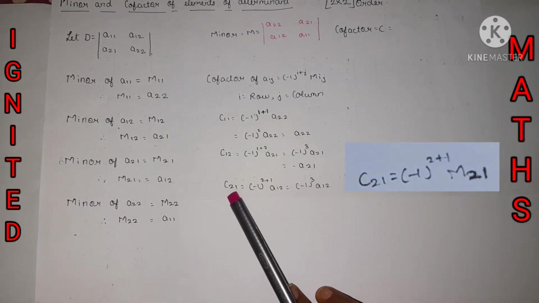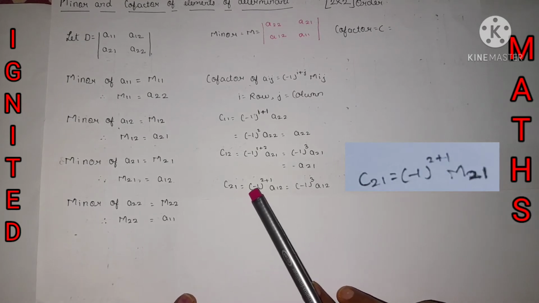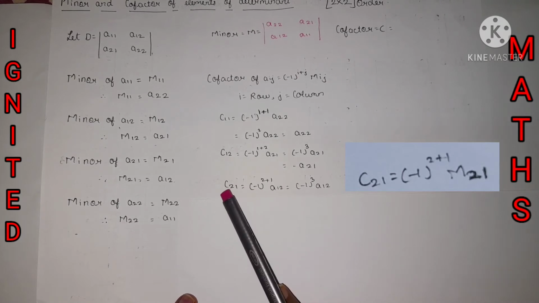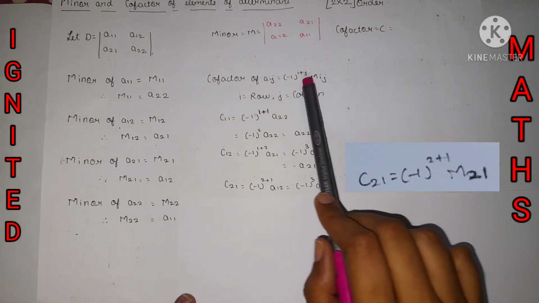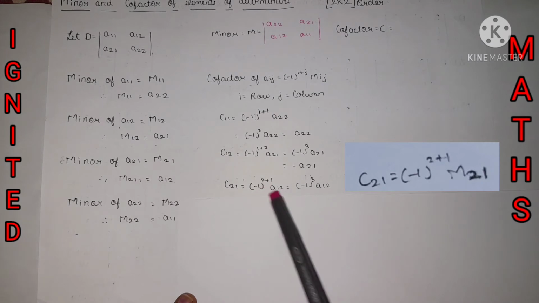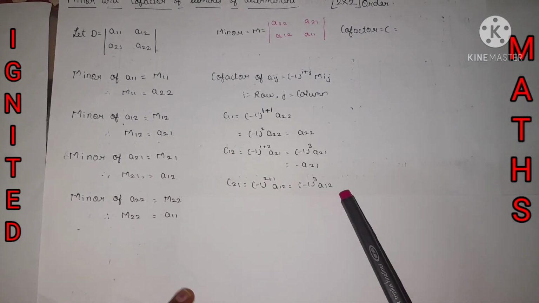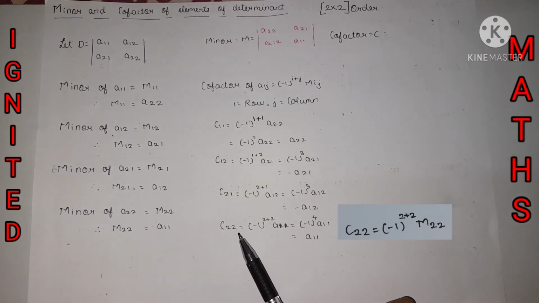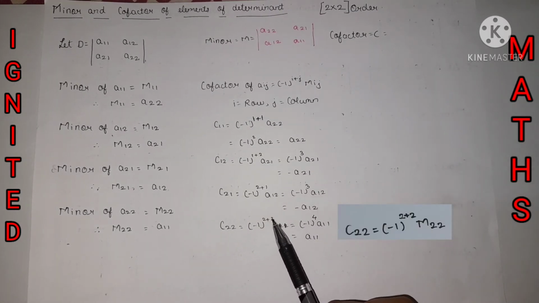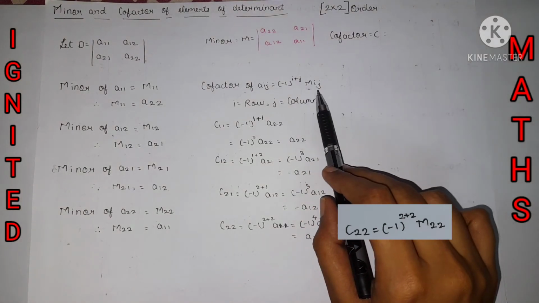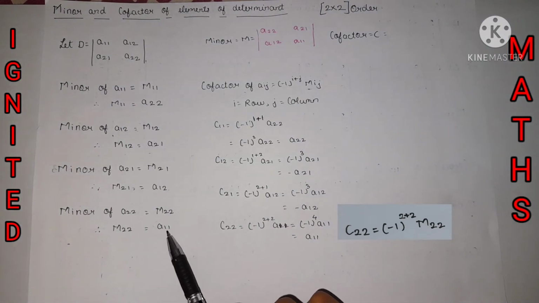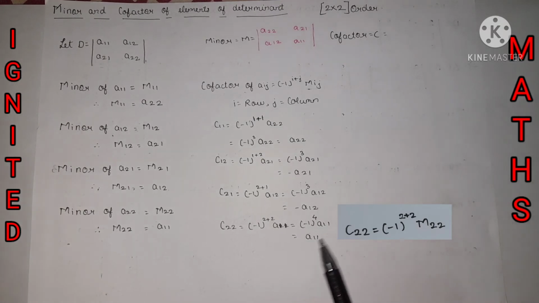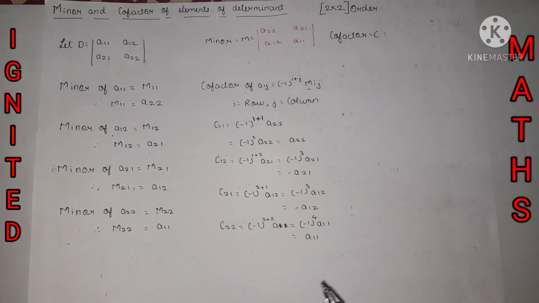Now the cofactor of the second row, first column is equal to (-1) raised to 2 plus 1, the respective row and column added, and by the formula the M21 value is A12. That's what we have mentioned over here. Doing the calculation, we get the answer as minus A12. The cofactor of the second row, second column is equal to (-1) raised to 2 plus 2 by the formula and Mij, so the M22 value is equal to A11. That's what we have mentioned over here. Doing the calculation, we get the answer as the A11 element.